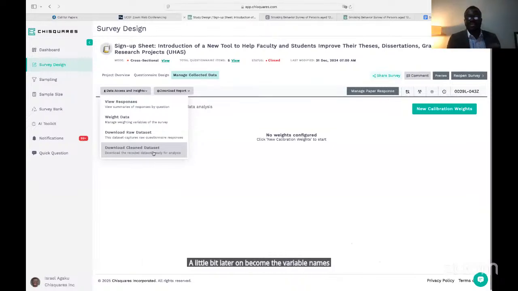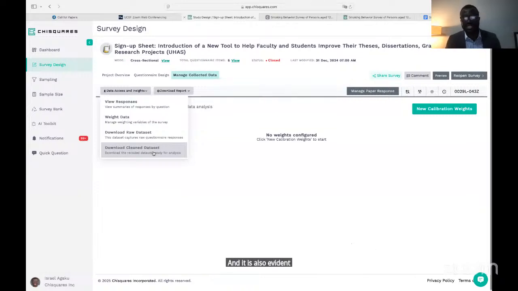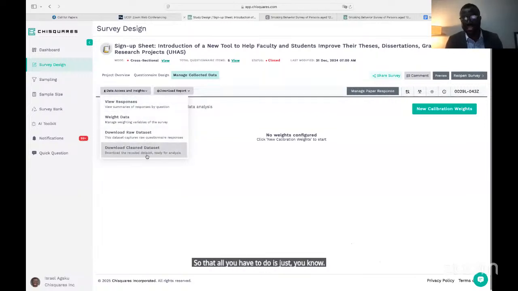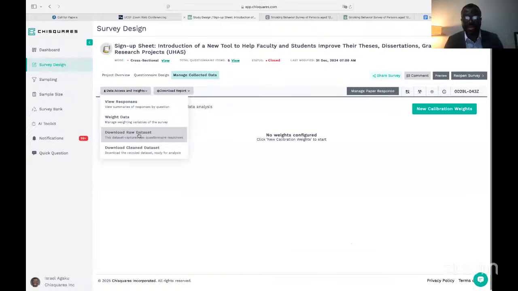So we've looked at that process and we've simply re-engineered it so that the need for manual data cleanup is completely eliminated. It's also evident in the validations that are in place to prevent things like illogical entries and so on and so forth. So all you have to do is download the clean data set and use it. But of course, if you want to suffer, we also encourage it. You can download the raw one and clean it yourself too. I hope I answered that question.